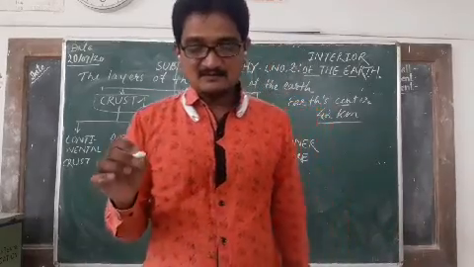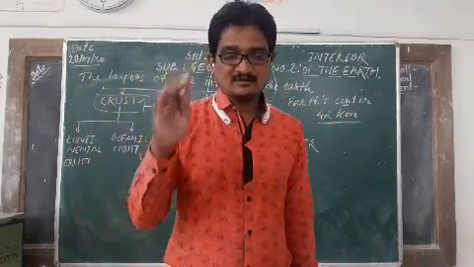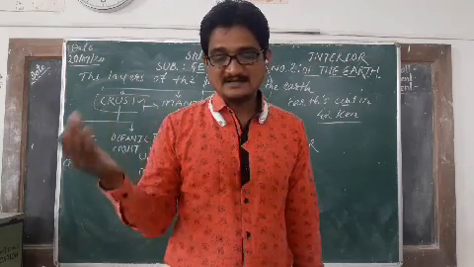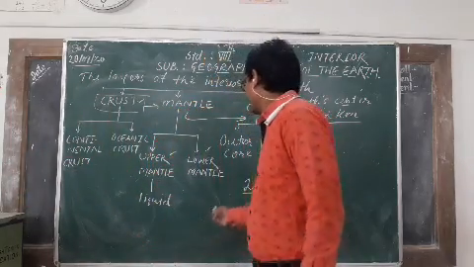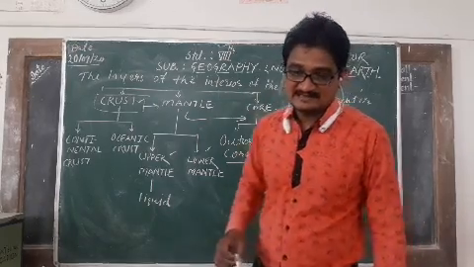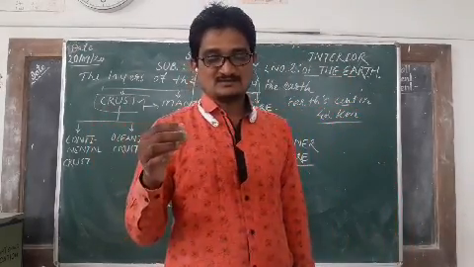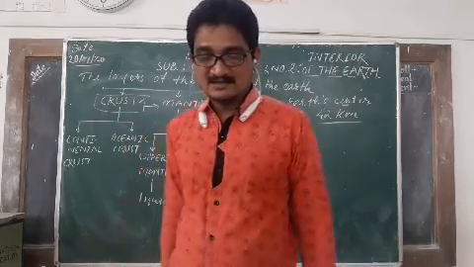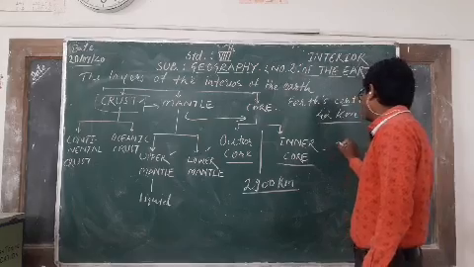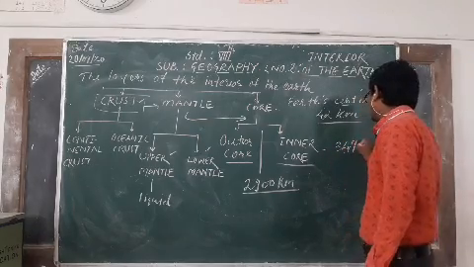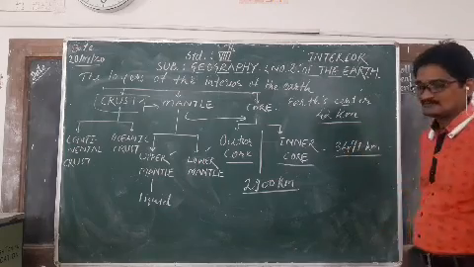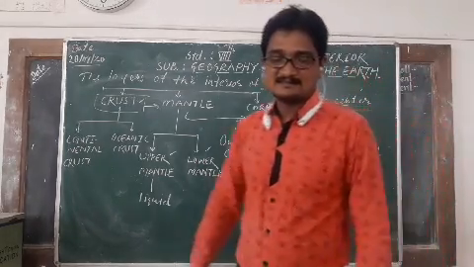So the thickness of the core is about 3471 kilometers, and these layers also can be divided into outer core and inner core. Outer core and inner core. And what is the thickness of these cores? 3471 kilometers. Okay. Note down all these points.